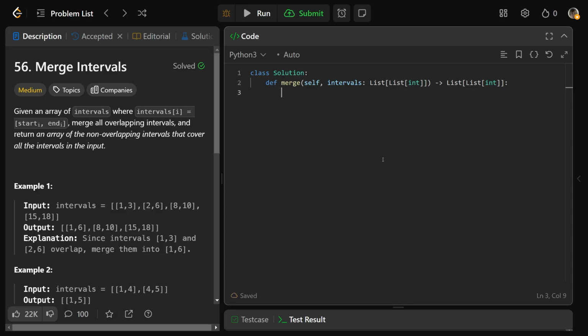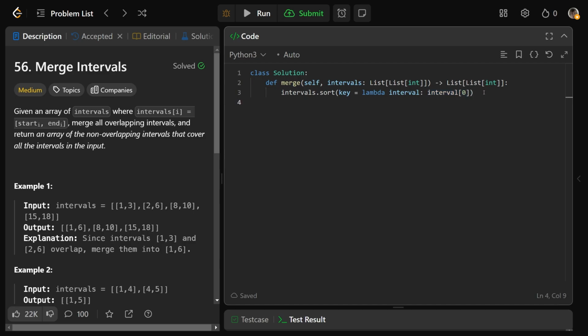Okay, so the first thing we want to do is to sort the intervals by their starting point. So we do intervals.sort, that actually does it in place, intervals.sort with the key, that takes a lambda function telling it how to sort. We're sorting an interval, and we're going to sort it by the interval's first component. So it'll sort the intervals by their starting points ascending.